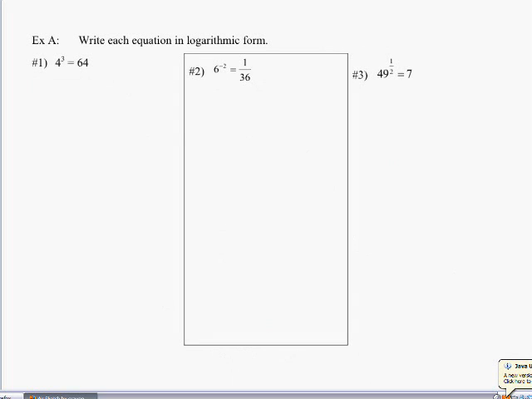Example A. Write each equation in logarithmic form. To do a logarithmic form, you need a logarithm. So you must write down log. Then there's some other things that you need. I'm just going to put some different colors here on where things are supposed to go.